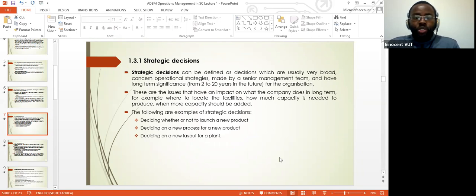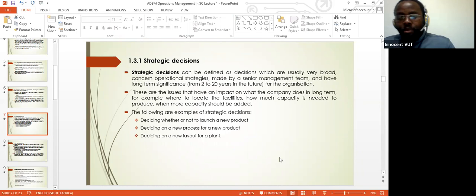These are the issues that have an impact on what the company does in the long term. Strategic decisions are issues that have an impact on what the company does in the long term, because these are long-term decisions. For example, where to locate the facilities, how much capacity is needed to produce, and when more capacity should be added.